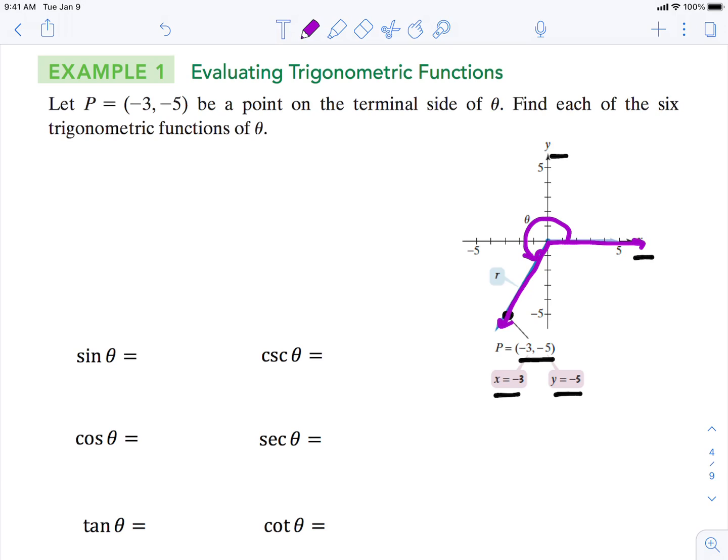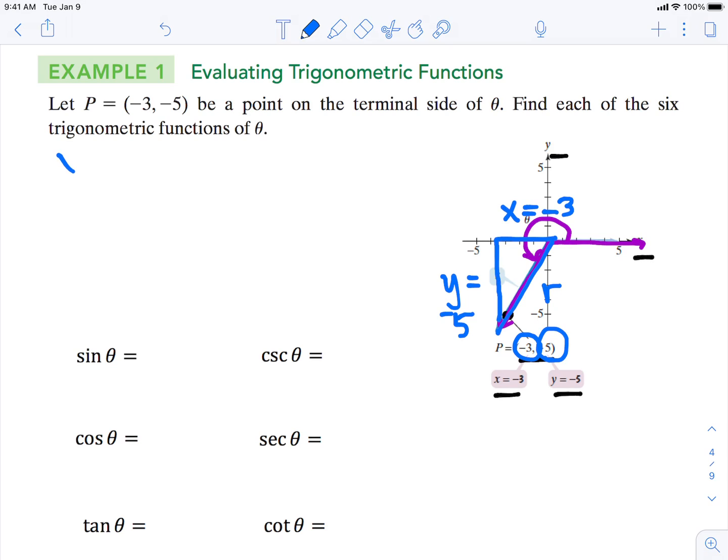Well, this is not an acute angle, not less than 90 degrees. So we're going to have to use the ratios on the previous slide. So we're going to go ahead and create a right triangle. We're going to create it going up to the horizontal line, across, and then down. So this is our x distance, which is -3. Our y distance is right there, -5. And then we have our radius.